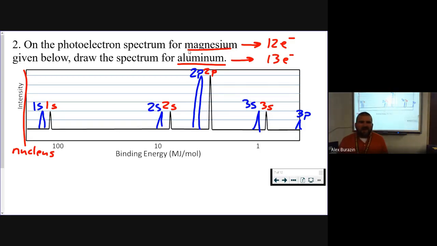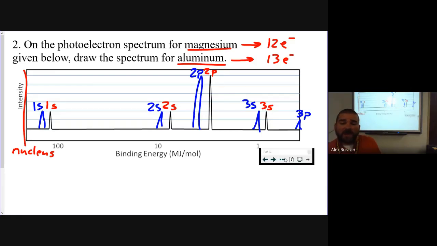Again, the big takeaway is that the reason aluminum's peaks are left, or higher numbers, than magnesium's is that extra proton. That means the electrons are held more strongly by the nucleus. And again, that extra proton makes the attractive force stronger. And then the other thing that was different is we added an extra peak for 3p because there's an extra electron as a part of aluminum. Okay? Let's go to number 3.